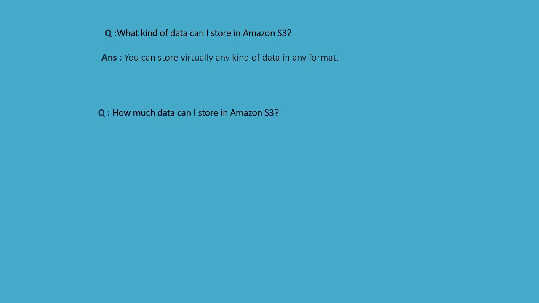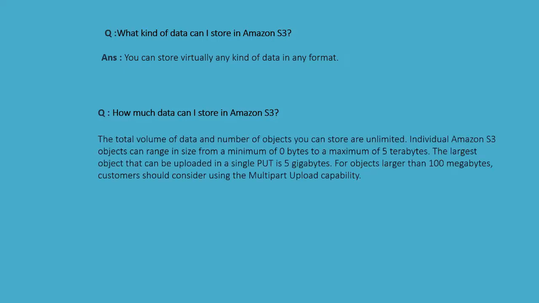How much data can I store in Amazon S3? The total volume of data and number of objects you can store are unlimited. Individually, Amazon S3 objects can range in size from a minimum of 0 bytes to a maximum of 5 terabytes. The largest object that can be uploaded in a single PUT is 5 gigabytes. For objects larger than 100 megabytes, customers should consider using the multipart upload capability.